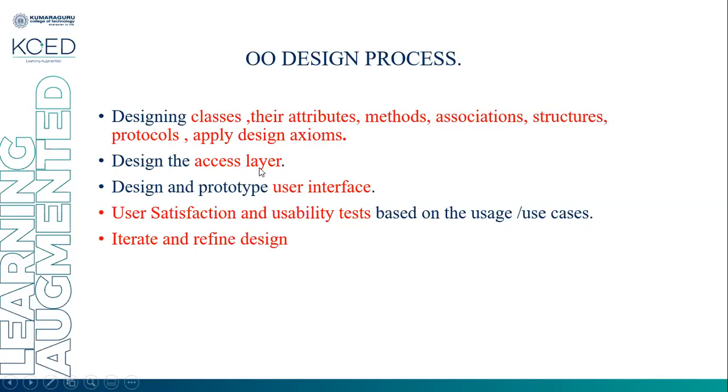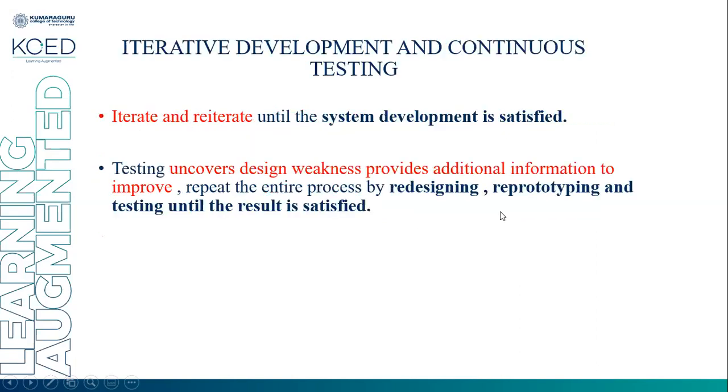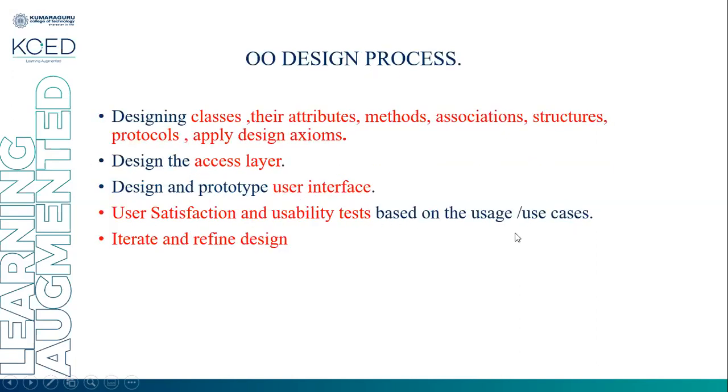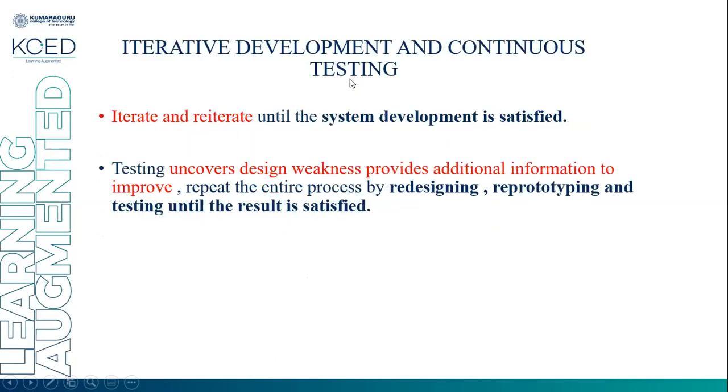Design the access layer. Access layer means the set of classes which are interacting with the database is known as an access layer. Design and prototype the user interface, the set of objects which interact with the user. User satisfaction usability test based on the usage and use cases, and iterate and refine. This is known as the object-oriented design process.